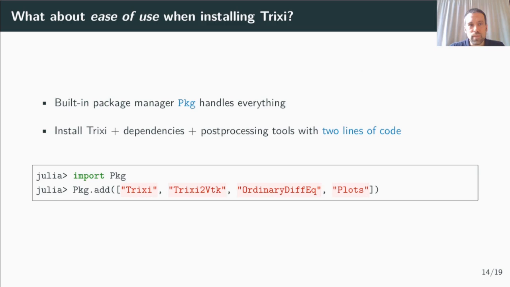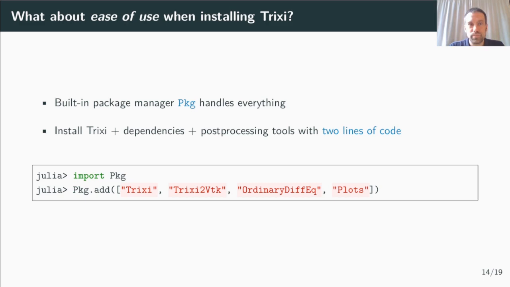Now, what about ease of use when using Trixi or Julia? The built-in package manager in Julia, Pkg, handles basically everything. You can install Trixi, the dependencies, and the post-processing tools with literally two lines of code. These two lines of code I put here, you can execute in the REPL and it will install everything you need. You basically are set up to get started with your first simulation.